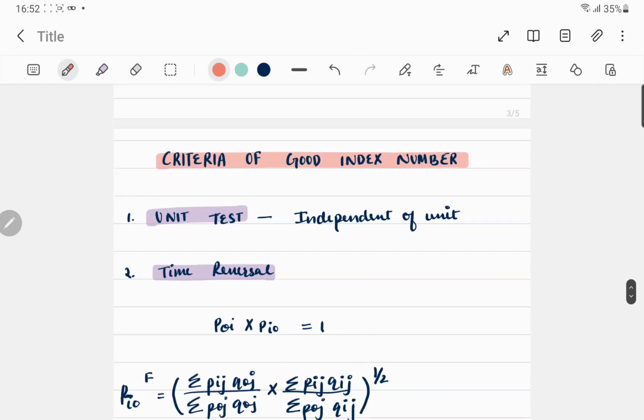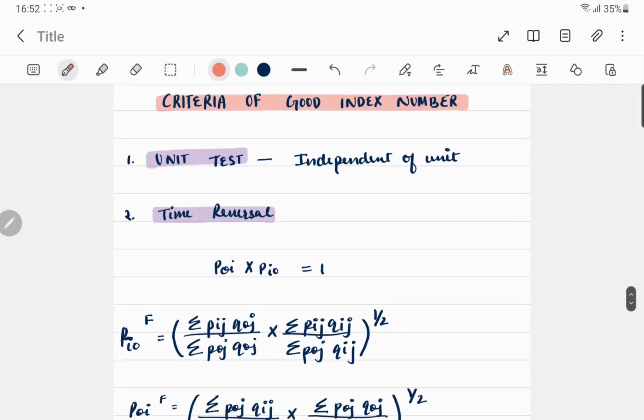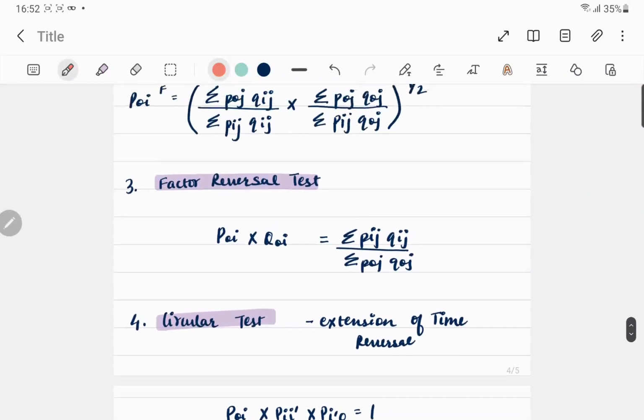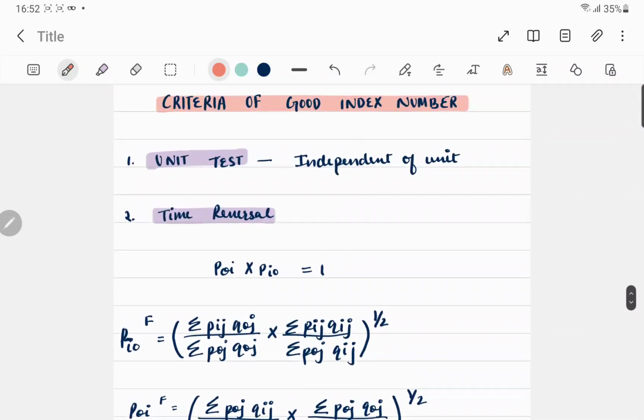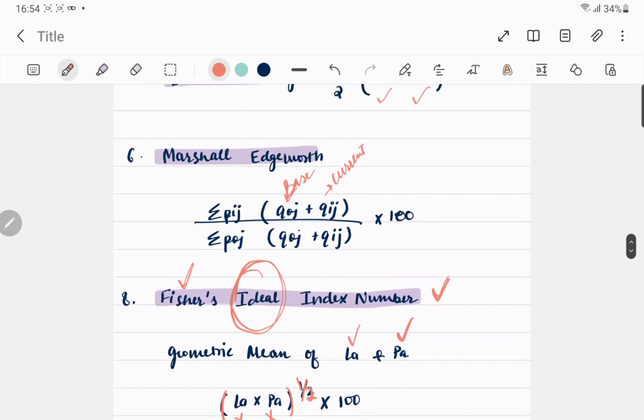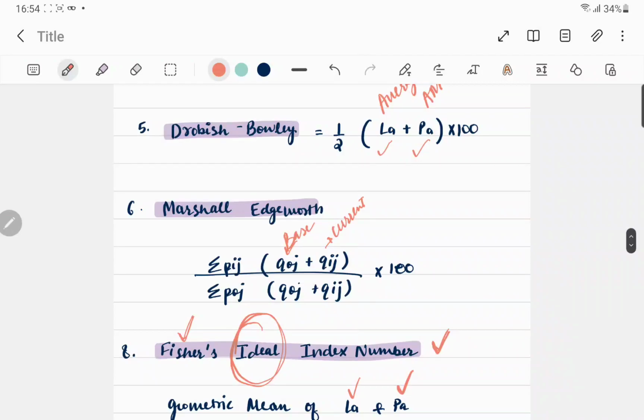There are certain criteria which tell us that this is a good index number. There are a couple of tests. If your index number passes those tests, you say that the index number is a good index number. The first one is the unit test. The unit test is basically that your index number should be independent of any unit. It should not be that this much rupees, this much kgs. It should be independent of any unit. All our index numbers are independent of units because the units get cancelled out, right?